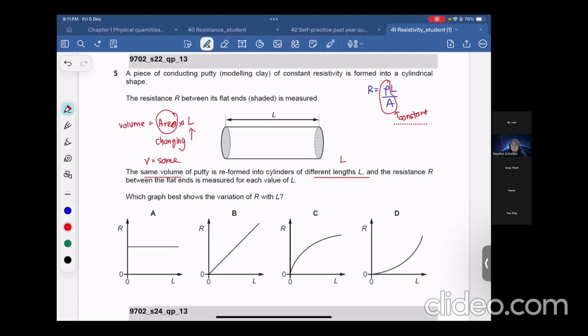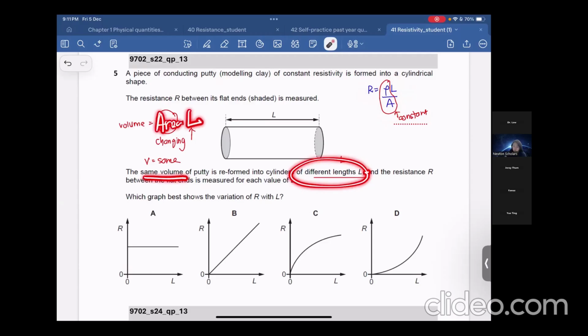We will think that B is our answer, but no, it cannot be. Why? Because R is directly proportional to L, provided your resistivity and area are constant values. Then I can only say R is directly proportional in that case. But because it is the same volume with different lengths, if your length changes, your area also changes.